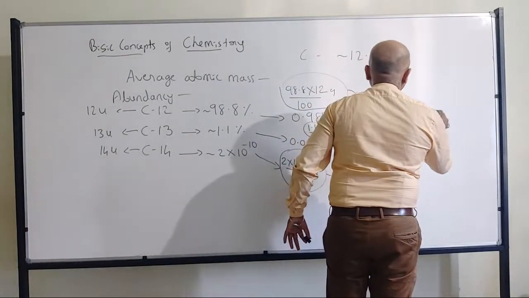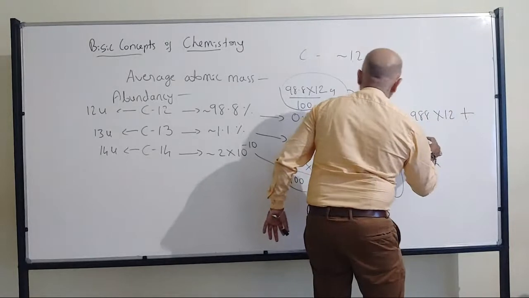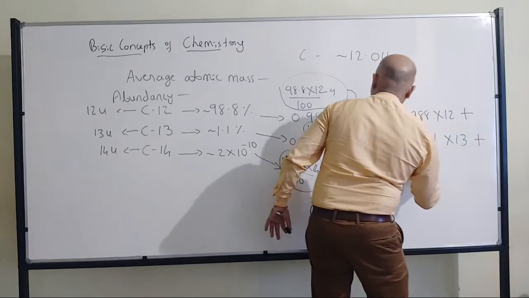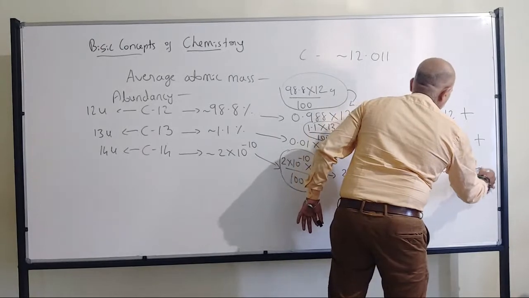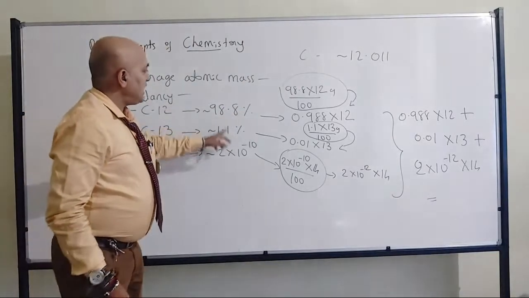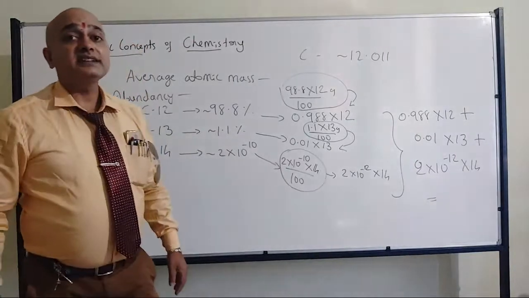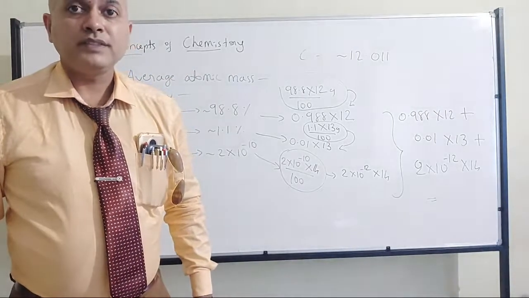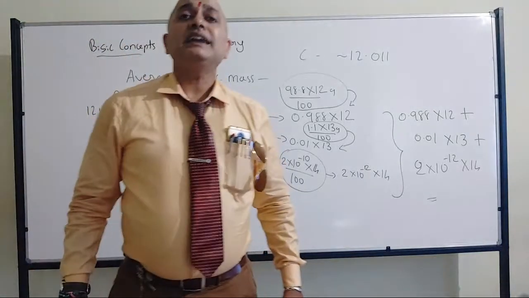That means 0.988 multiplied by 12 plus 0.01 multiplied by 13 plus 2 into 10 to the power of minus 12 multiplied by 14. It may not be exactly 12.011 because I have not taken exact values. Especially this one, I have not taken exact values, but it will come somewhere around 12.011. That's where we are going to have the average atomic mass of an element.